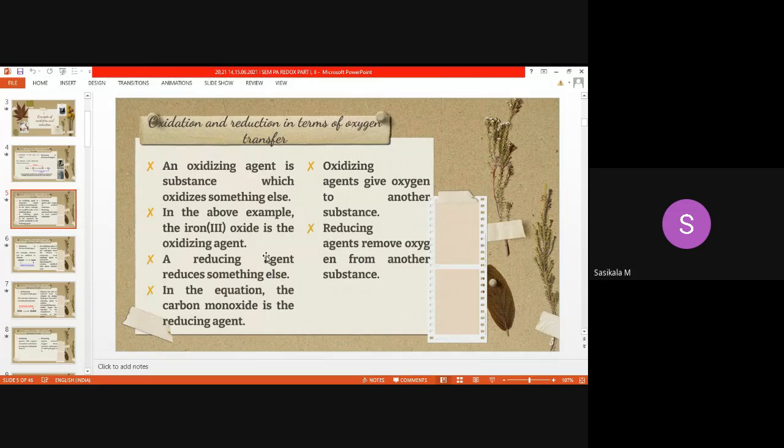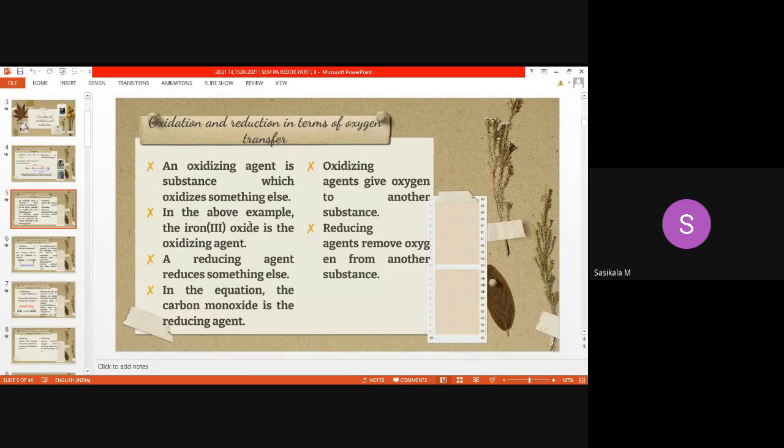So this will be the reducing reagent. A reducing agent reduces something else. Here, what is the reducing agent? Carbon monoxide. It is reducing iron oxide, so it is called the reducing reagent. Oxidizing agents give oxygen to another substance. Reducing agents remove oxygen from another substance. This is how oxidizing agent and reducing agent are explained based on the oxygen transfer concept.